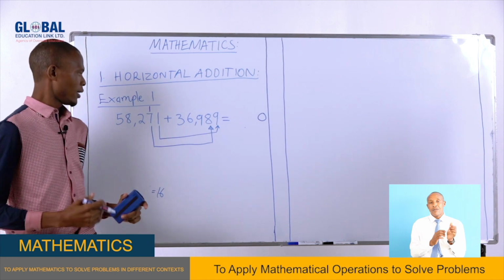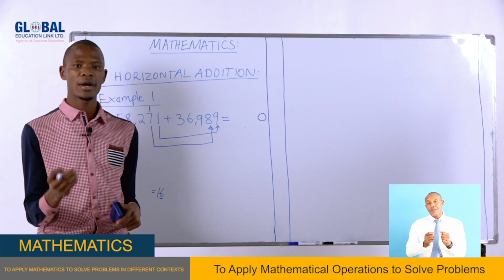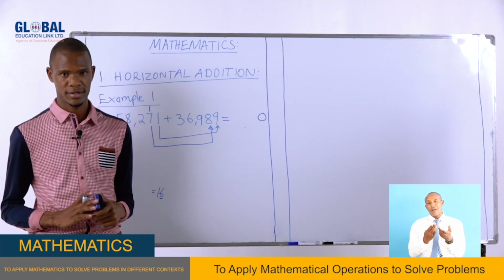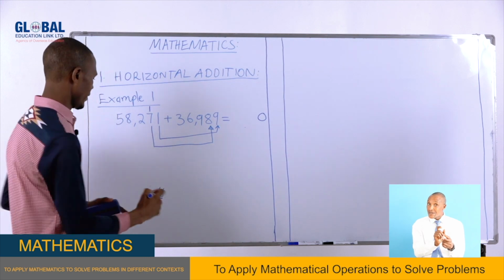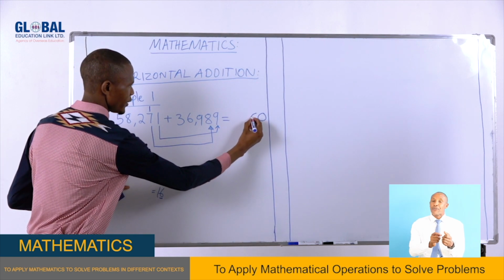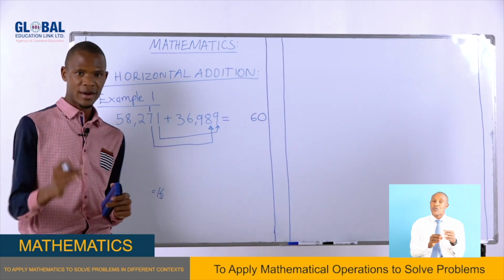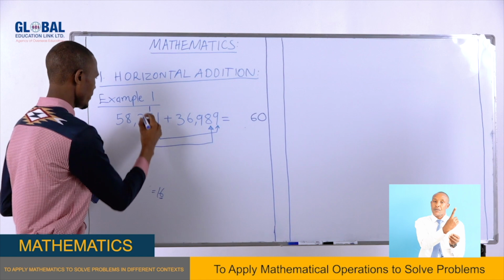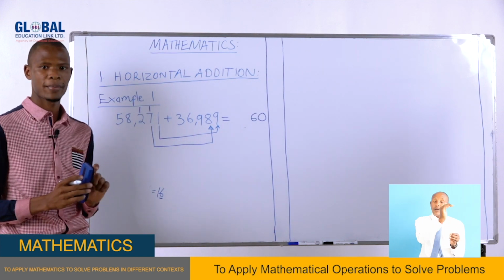Therefore, we write 6 and then we carry 1 forward. Are we together? Then we write 6 here. And then we carry 1 forward. We put it there on top of 2.